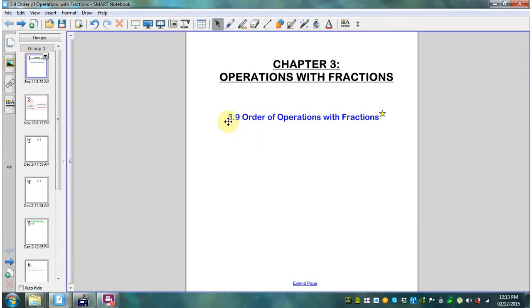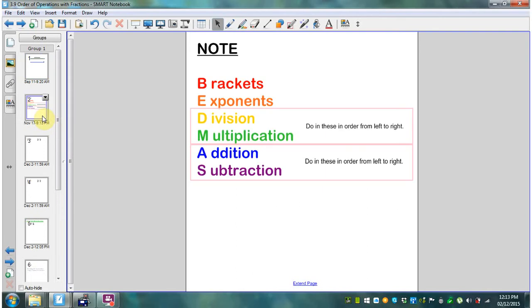Okay, by now you should have this written down in your notebook. Today we're going to talk about order of operations with fractions. So you guys are very familiar with order of operations. And now we're just going to do a few examples with fractions so that you become familiar with that as well. So no need to write this down, just a quick reminder.